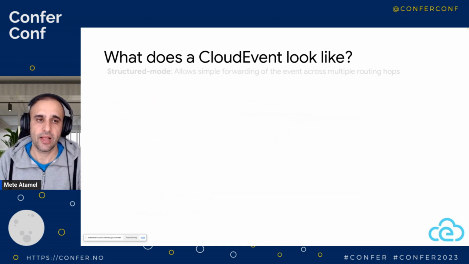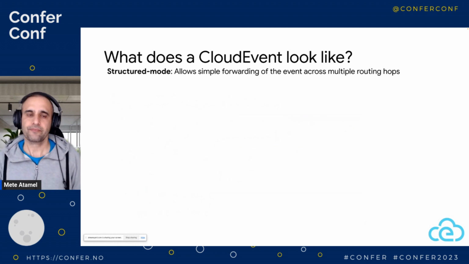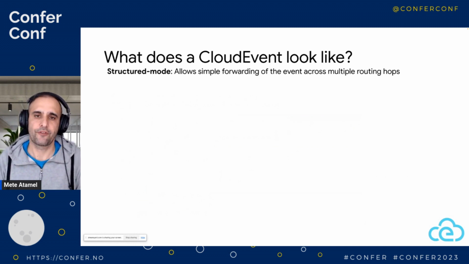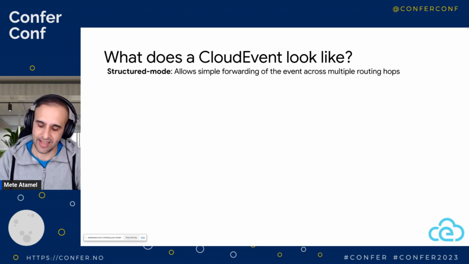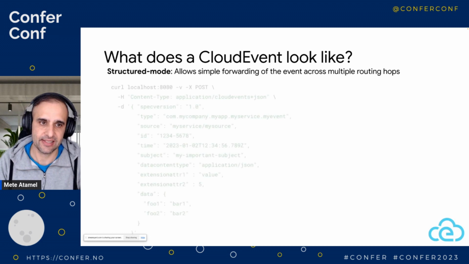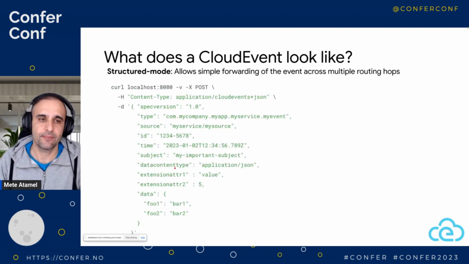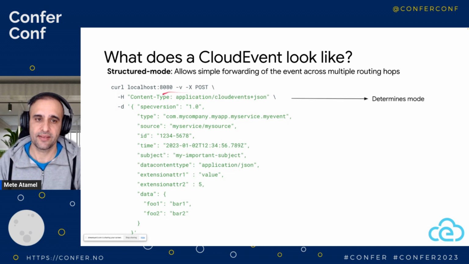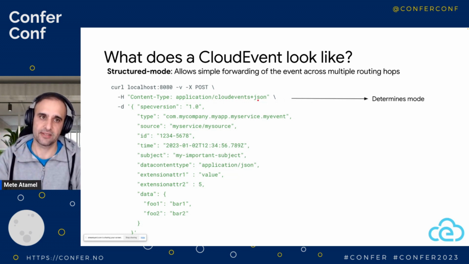Now, the other mode of CloudEvents is called structured mode. And structured mode is for simple forwarding of events across multiple routing hops. And again, let me show you the example before this makes sense. So this is the same event, but it's sent in structured mode. One thing that you'll realize is that there are no headers right now. So we are not sending any headers except the content type. So again, the content type defines the mode. So here we are saying CloudEvents plus JSON. So this basically says this is a CloudEvent in structured mode.